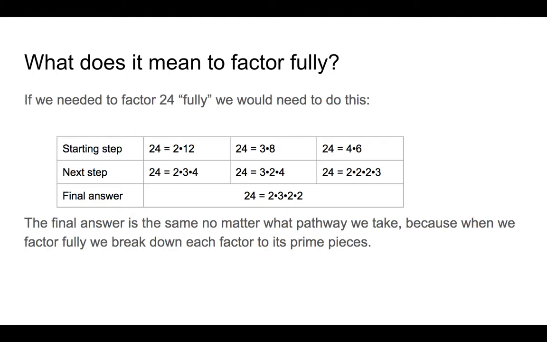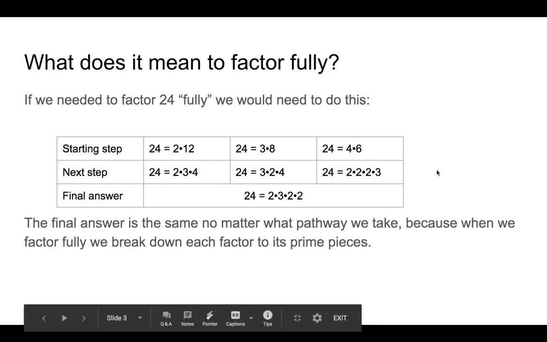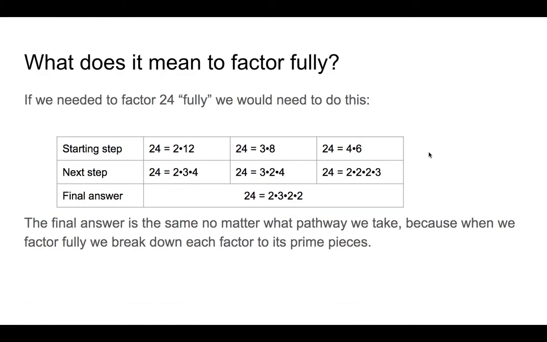So if we need to factor 24 all the way, here's what we'd have to do. We would start with one of those three options, but then we'd have to keep breaking down numbers until we can't break them down anymore. So in this one, you'll notice 12 broke into 3 times 4, 8 broke into 2 times 4, and 6 broke into 2 times 3. But then we still need to take these and break the 4 down more. And ultimately, we end up at the same answer, a single 3 and 3 2's all multiplied together. So no matter what pathway we took, we still ended up with the same exact answer, because when we fully factor, we break everything down till it can't be broken anymore.